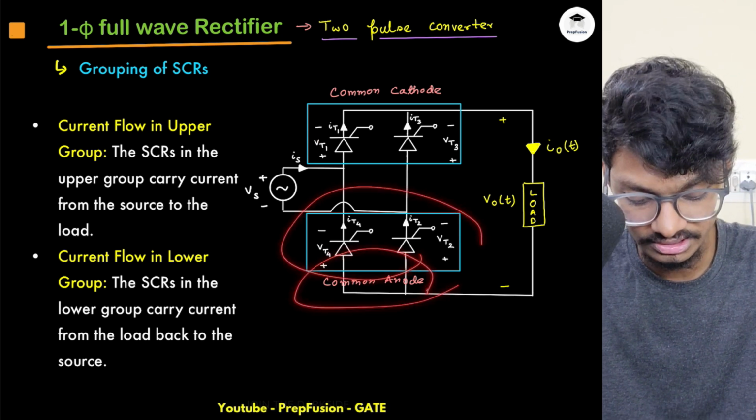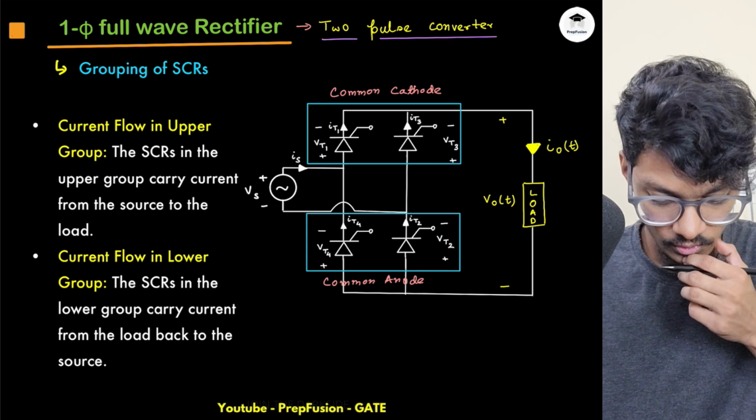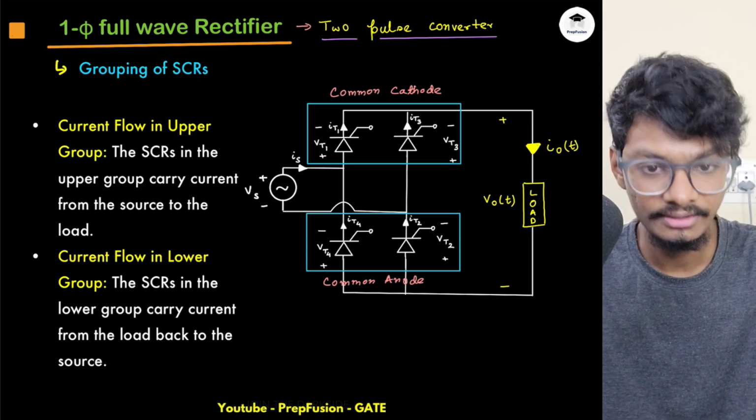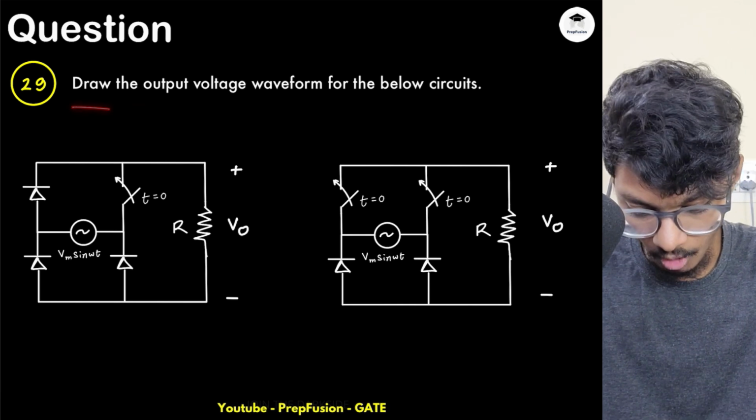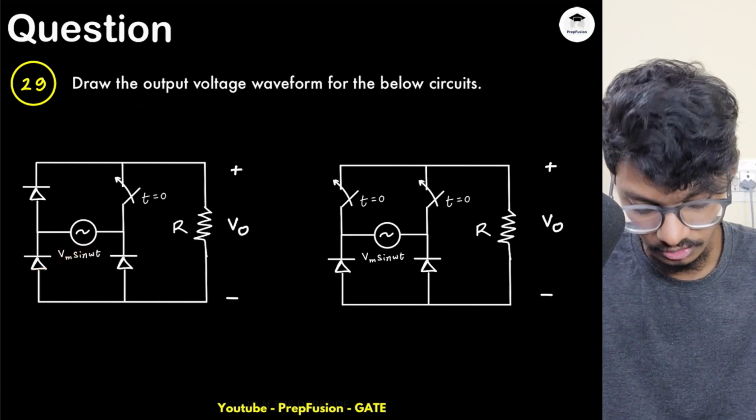This is common anode and this is common cathode. So these are just the name notations. That's it. There is one question, so you try to solve it. You have to draw the output voltage waveform for the below circuit. This is a very interesting question.